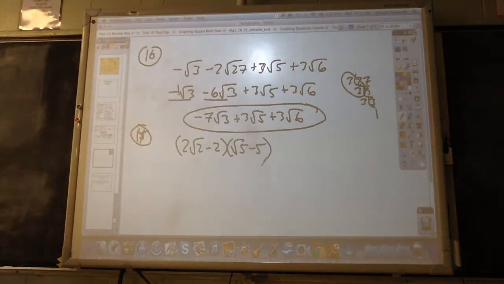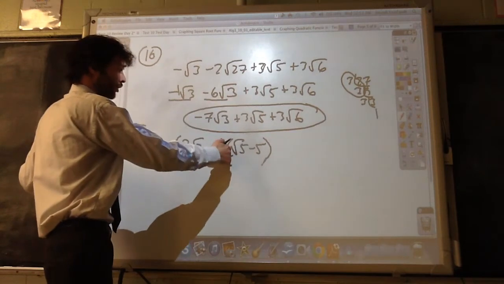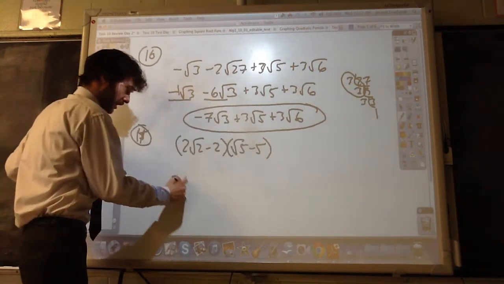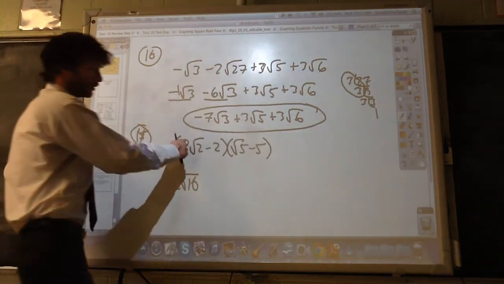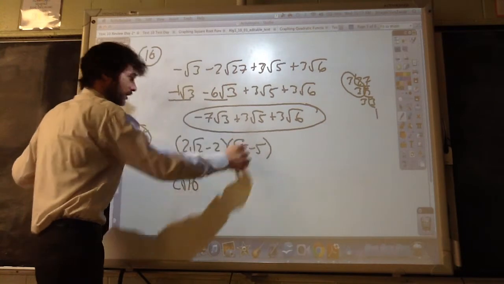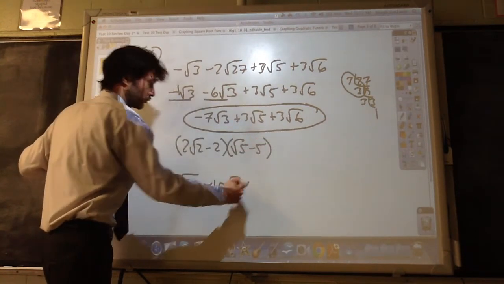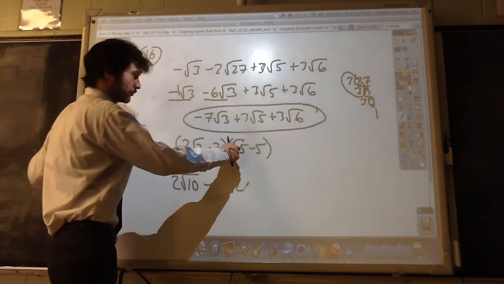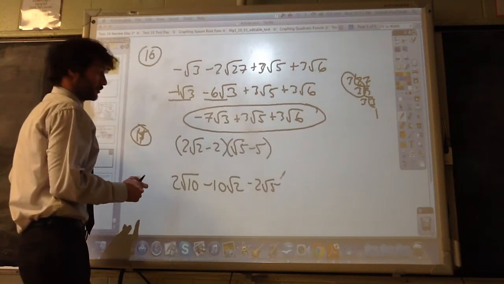Yeah, distribute, FOIL, right? First, 2 times no number on the outside is 2. 2 times 5 on the inside, 10. So there was my first. Outside, 2 times negative 5 is negative 10. Square root of 2 times no square root, still the square root of 2. Inside, negative 2 times the square root of 5 is negative 2 square root of 5. That's easy.